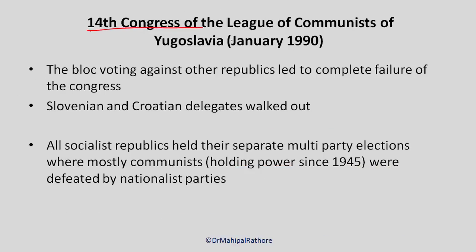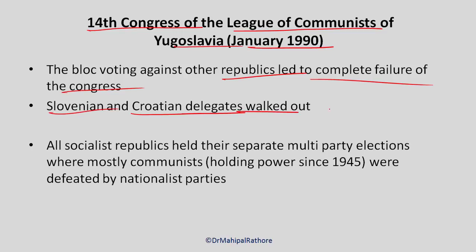The 14th Congress was called a Special Congress of the League of Communists of Yugoslavia in January 1990. The communists used to meet from time to time, but this was a special meeting called by Milosevic, and this voting bloc again started blocking other republics, which led to the complete failure of the Congress. Whatever new policies or reforms Slovenia and Croatia tried to bring, everything was blocked by Milosevic's voting bloc. Finally, Slovenian and Croatian delegates walked out of the meeting.